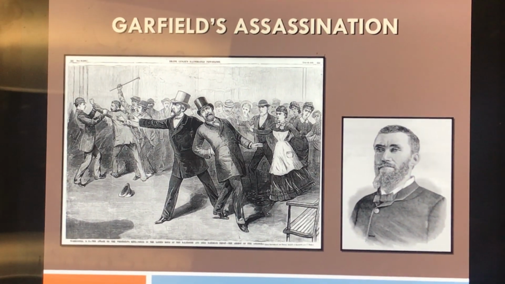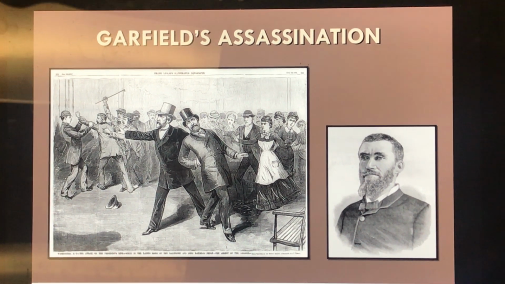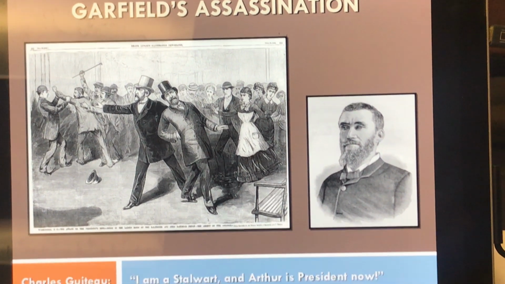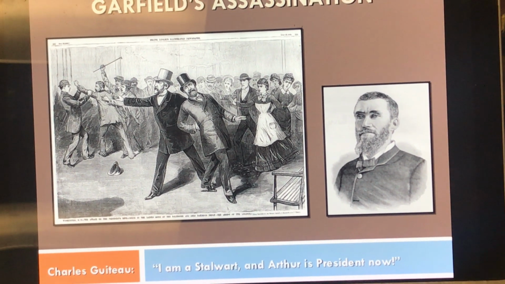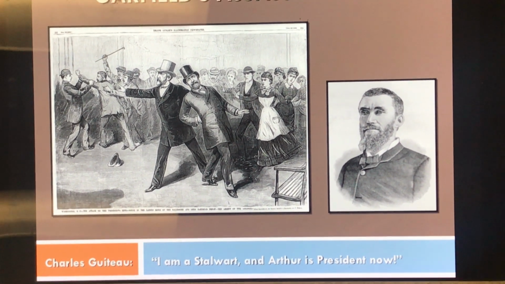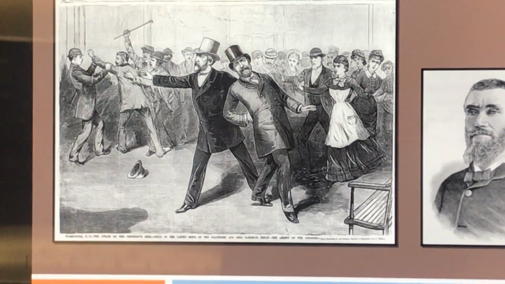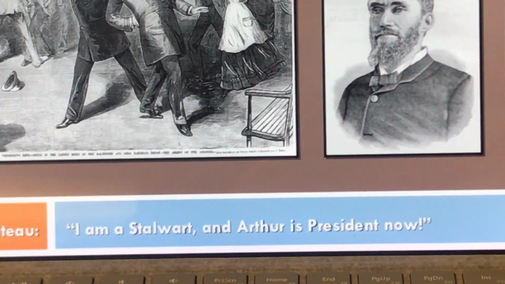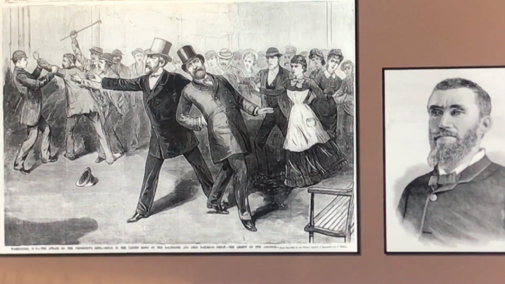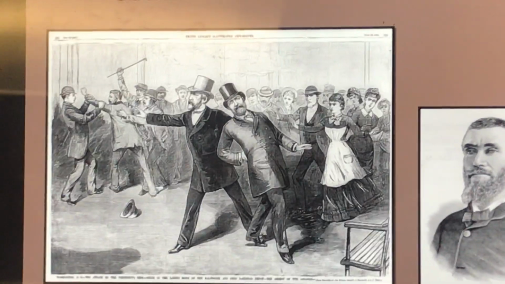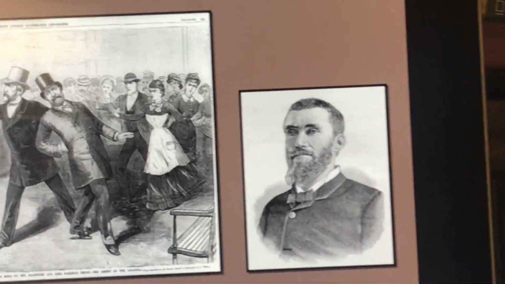This is just an artist's rendition sketch of Garfield's assassination. The gentleman who did the assassination, this is a quote from him at the bottom: "I am a stalwart and Arthur is president now." In other words, if you're not going to be true to what you said you would do for me, then you don't deserve to continue to be president.